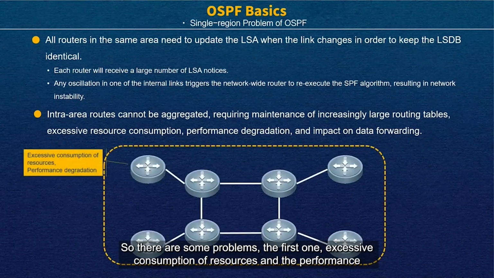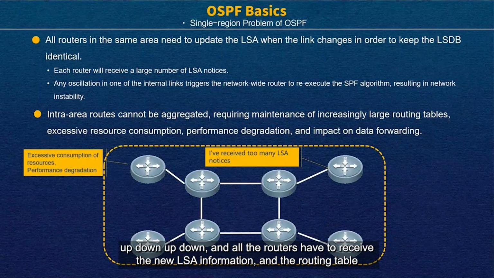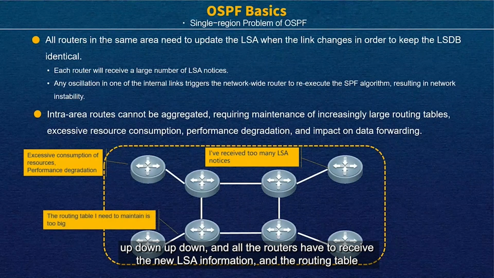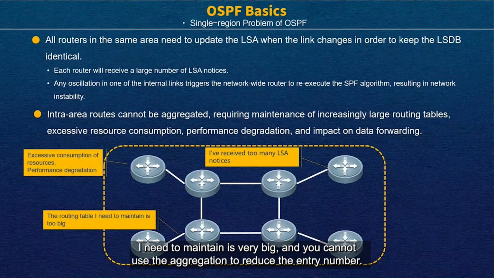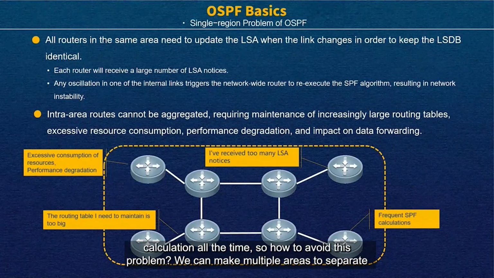So there are some problems. The first one, excessive consumption of resources and performance degradation. And the second one, I have received too many LSA notifications. Maybe one link goes up and down, and all the routers have to receive the new LSA information. And the routing table I need to maintain is very big, and you cannot use aggregation to reduce the entry number. And maybe because the network topology is changing, you have to use the SPF to do the calculation all the time.